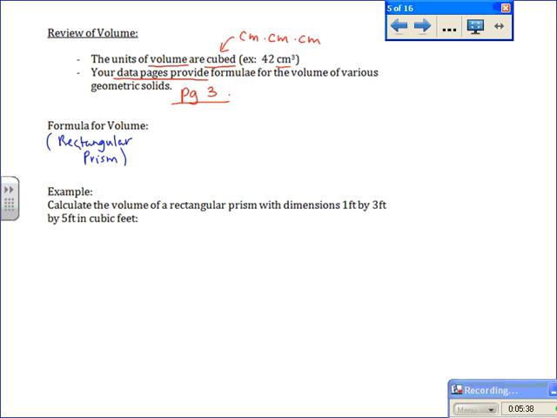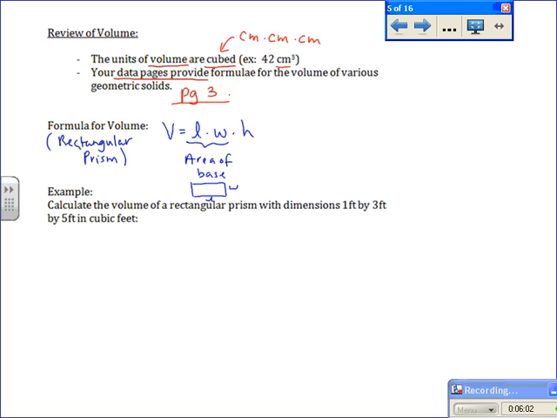Okay, the formula is this: V is equal to the area of the base times the height, and we're going to rewrite that as the length times the width times the height, because the length times the width is really just the area of the base. It's just the area of the rectangle on the bottom, right? The width times the length gives me area. And then finally we're going to times by the height.